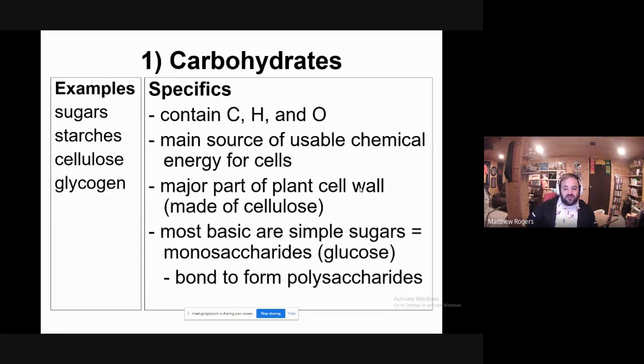Cellulose, like I already talked about, is actually a structural component. There's an animal structural component that's like cellulose. It's called chitin. It's found in insects and crabs and lobsters. We use it for an exoskeleton in animals. So there's an animal version of cellulose, but cellulose is really only found in plants.